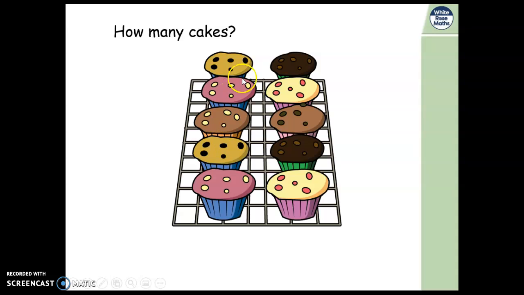Let's have a look at this question. So we've got how many cakes? Once again, we can look at how many are in each row. So we could have 2, 2, 2, 2, and 2. Or we could look at it as 5 and 5. So again, those are the rows because we are going across. We've got 5 lots of 2, or we've got 2 lots of 5.